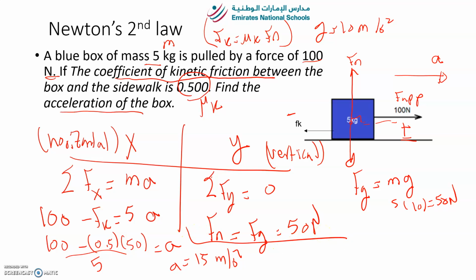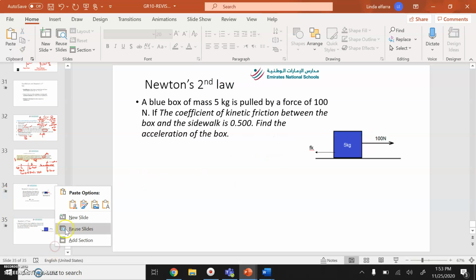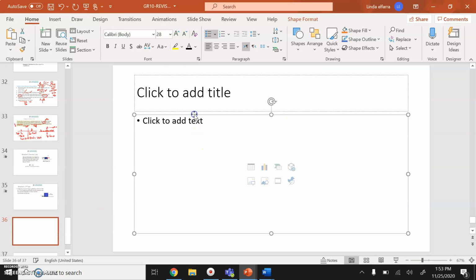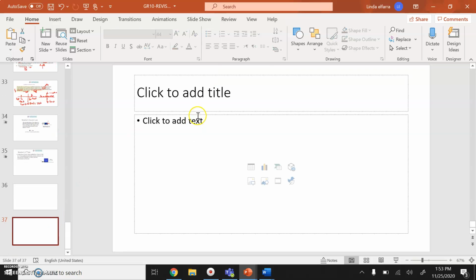I want you to revise Newton's third law as well. For every action, there is an opposite and equal reaction. If I apply a force on a wall, the wall will apply a force on me in the opposite direction. Also, I want you to revise for the assessment. How can you find the net force? If the forces are in the same direction, what should you do? If the forces are in the opposite direction, what should you do? If you have forces acting on the object and these forces are perpendicular, what should you do? All of these, I want you to revise from your class notes.